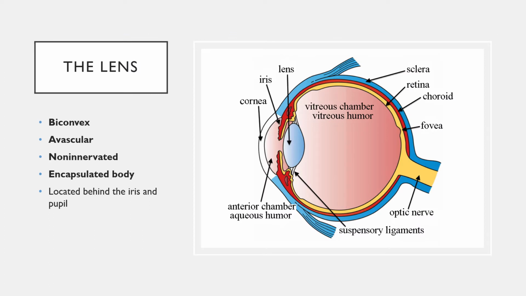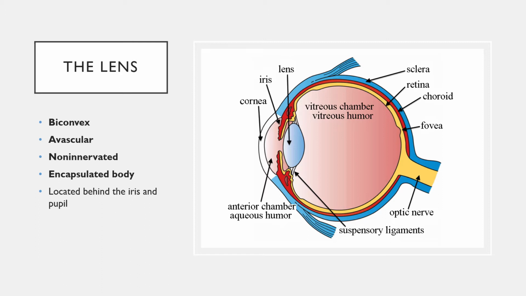So as I said, a cataract is the clouding of the lens. So what is the lens? The lens is a biconvex, avascular, non-innervated, encapsulated body. So you might be thinking, why am I saying all those technical words? I think these words really describe the function and features of a lens very well and help you apply it clinically. So firstly, the lens is biconvex. So you can see that it's got two rounded sides in an oval shape.